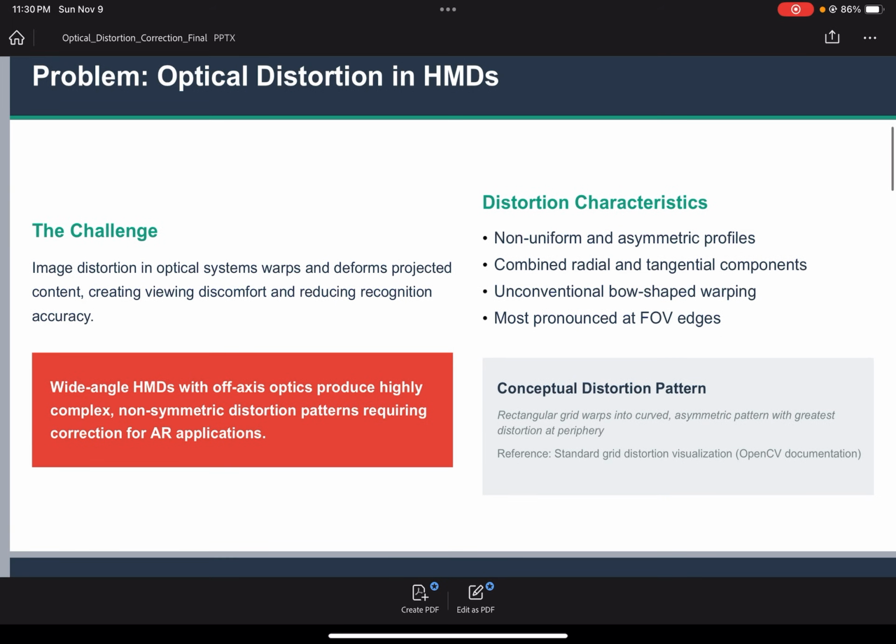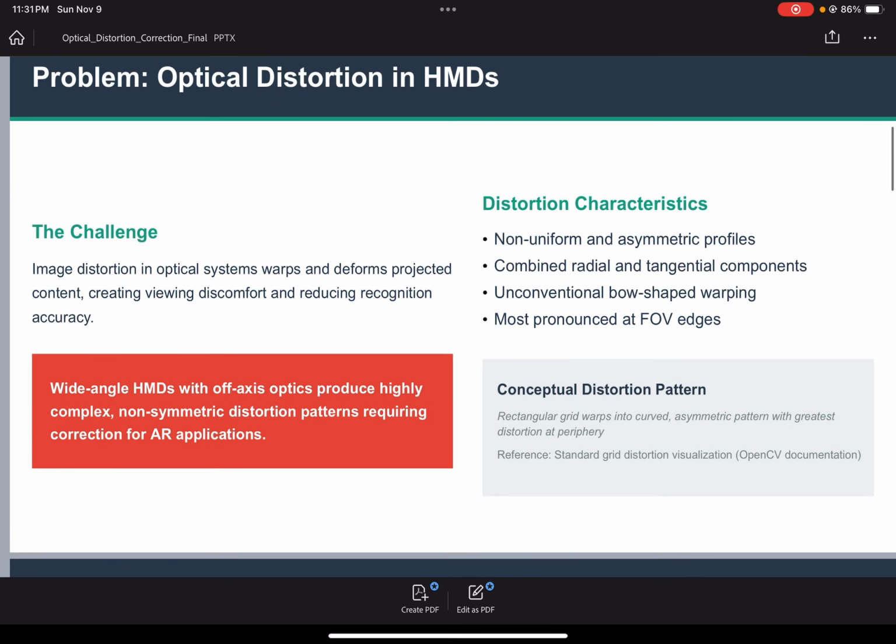Okay, so we go to the problem. In optical systems, particularly HMDs used for augmented reality, we encounter a significant challenge: optical distortion. This distortion warps and deforms the images we are trying to project, making the viewing experience uncomfortable and reducing the accuracy of information recognition. So this paper mostly focuses on the geometrical distortions. I will clarify it more in the rest of the presentation.